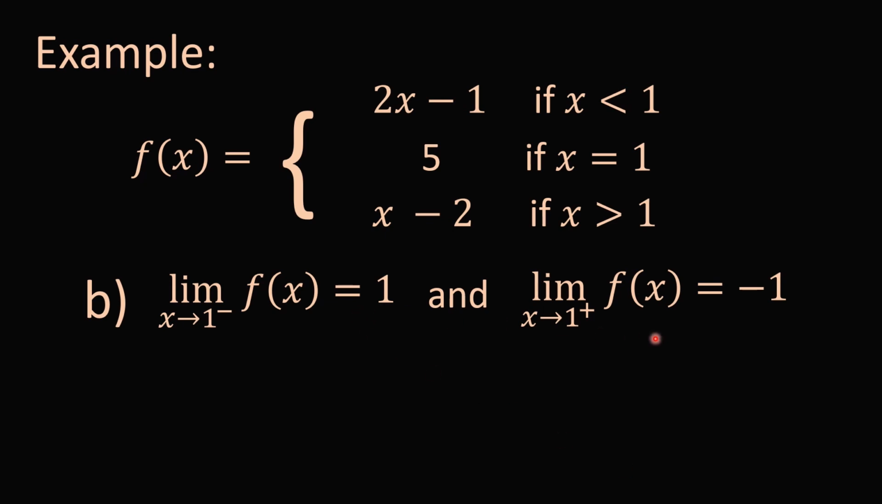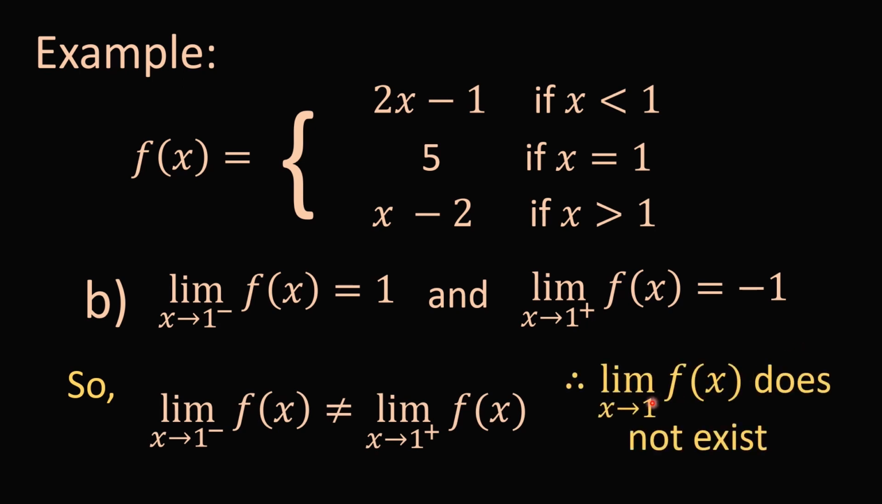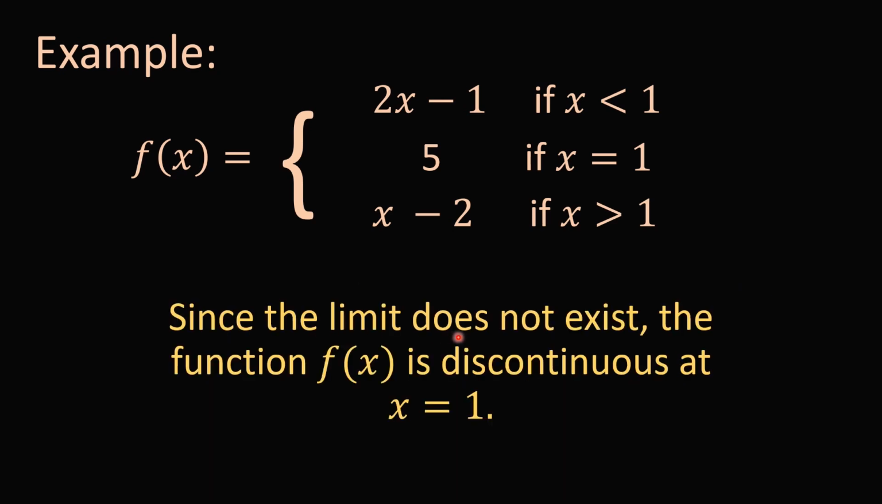So, kung mapapansin natin, hindi sila equal. It simply means that the limit of f of x as x approaches 1 does not exist. Therefore, hindi na natin kailangan pang mag-proceed sa third or last condition. Kasi na labag na yung rule natin or condition natin sa pangalawa. Since the limit does not exist, then we can say that the given function, f of x, is discontinuous at x is equal to 1. Now it's your turn. Try to answer the following questions.